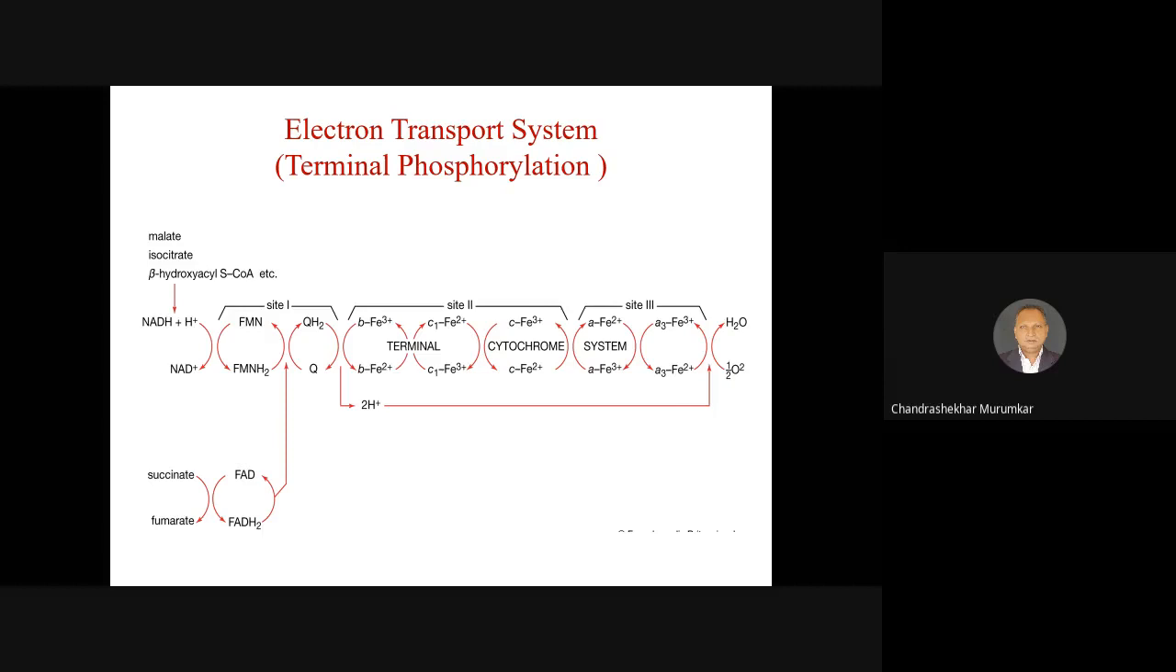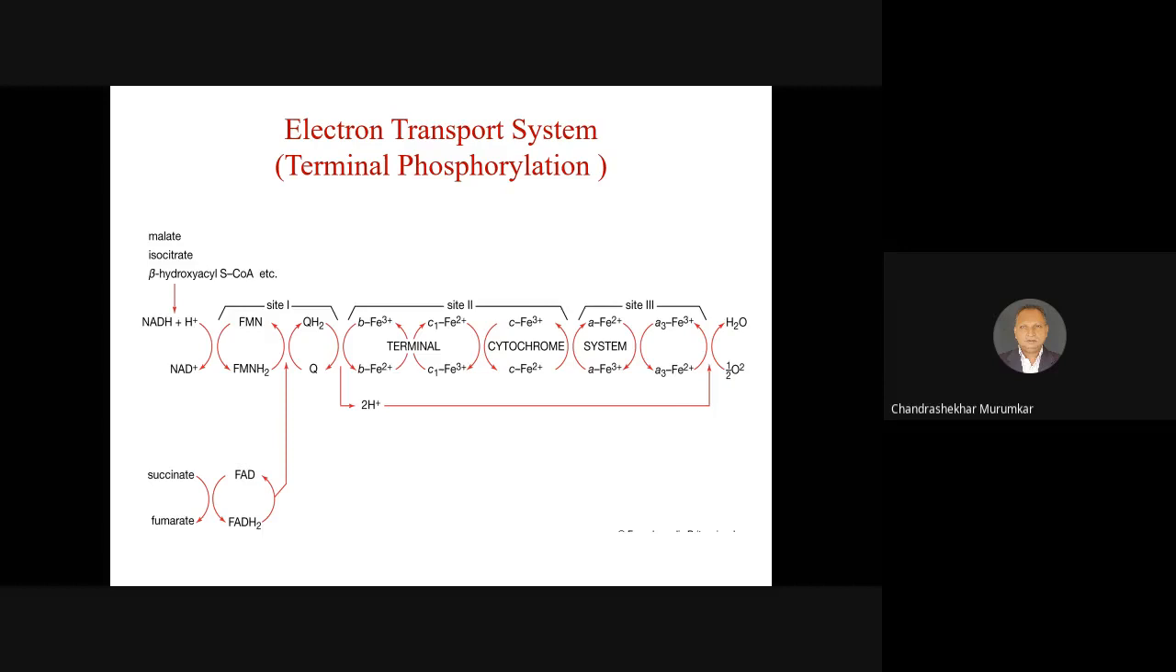So in this way, at three locations, there is a sufficient energy drop of the electrons, and because of that, this energy and the hydrogen proton influx, that is the movement of the hydrogen protons across the membrane, is responsible for the synthesis of ATP molecules. How these ATP molecules are being synthesized, we'll be studying again.